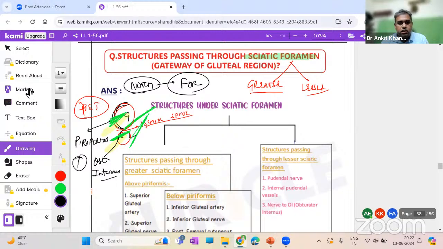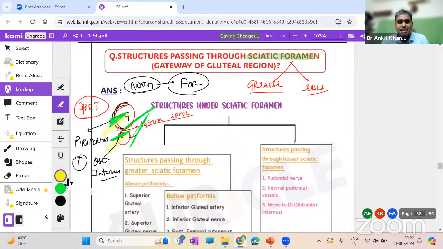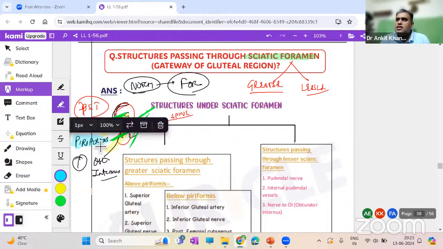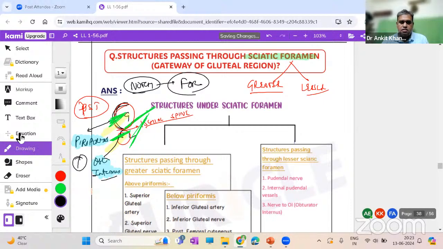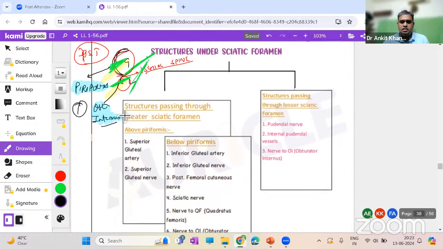This thing do remember. So through the greater sciatic foramen, you can say the key muscle of the entire gluteal region is piriformis. Like we discussed, the key muscle in the axilla was pectoralis minor. Similarly, the key muscle in the gluteal region is piriformis, and then in the lesser sciatic foramen we have the tendon of obturator internus. That's it. Okay.